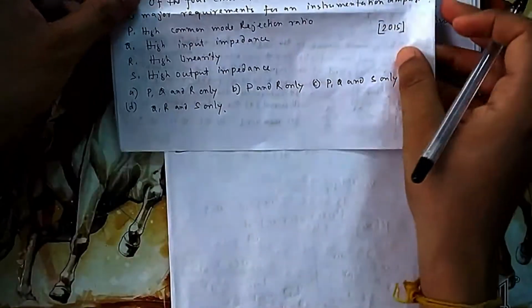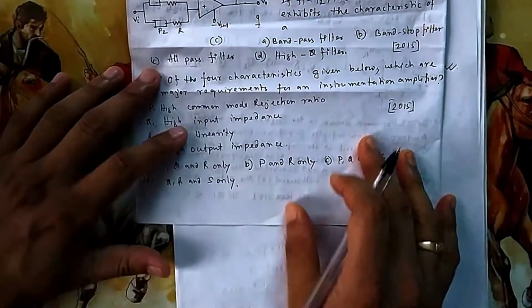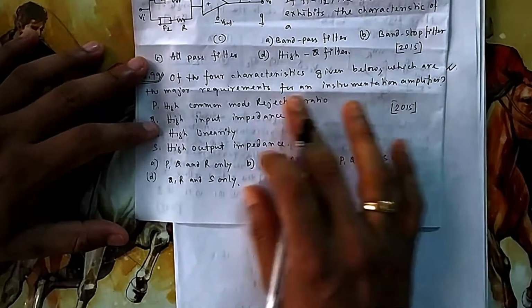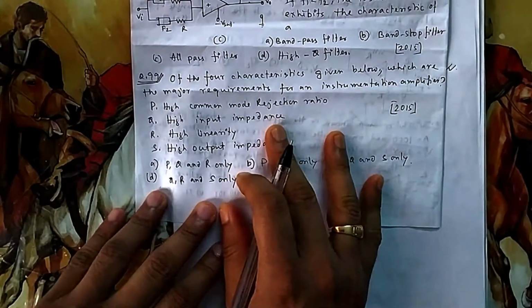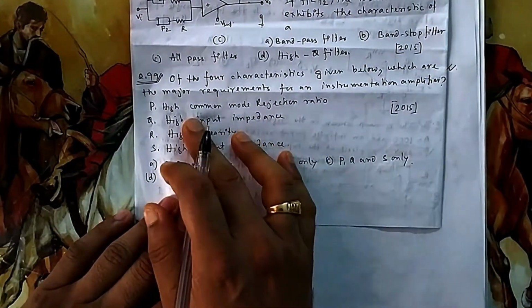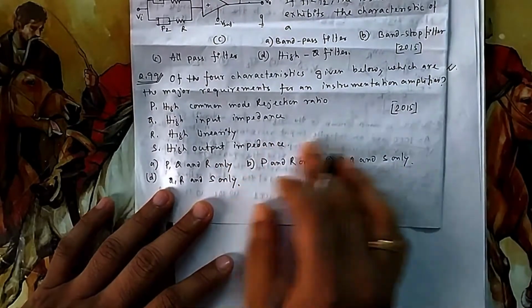Of the four characteristics given below, which are the major requirements for an instrument amplifier? So you can think of the op-amp. What are the op-amp ideal characteristics, that's it. What will an instrument amp need, ideal characteristics.